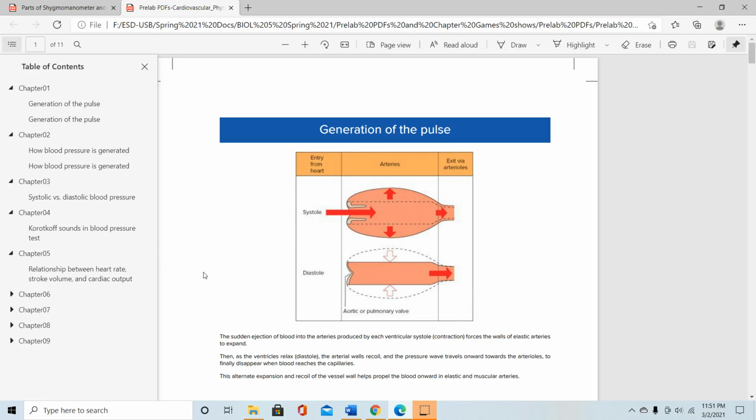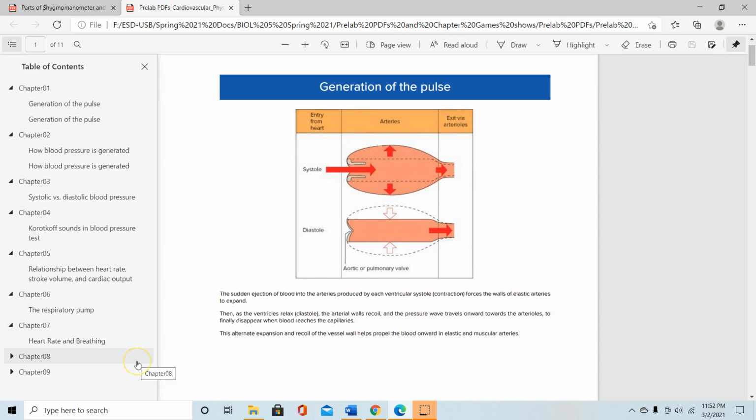I will also explain the relationship between heart rate, stroke volume, and cardiac output. The respiration, which is inhalation and exhalation, also increases or decreases the blood pressure and heart rate. So we're going to see what is the effect of the respiratory pump on blood pressure and heart rate. Then I will talk about heart rate and breathing, how breathing affects your heart rate.